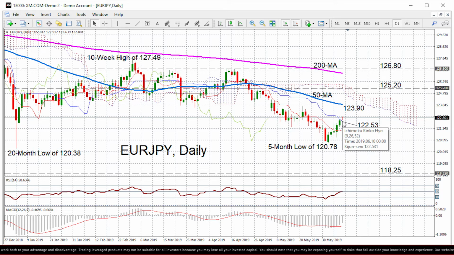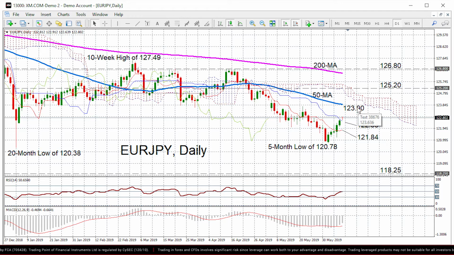The nearest support is the Kijun Sen line at 122.53. If that support is lost, we could see prices declining towards the Tenkan Sen line at 121.84, and then below that we've got the near 5-month low of 120.78 touched earlier in June, and that's also not too far from the lows of earlier this year in January of 120.38. And then if those key levels are broken, the next major support to the downside would be 118.25, which was an important resistance and support level in the past.